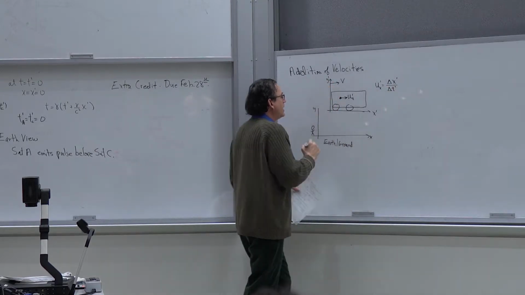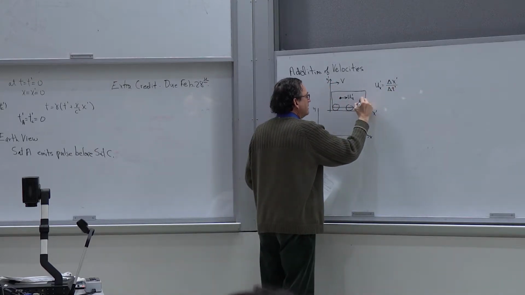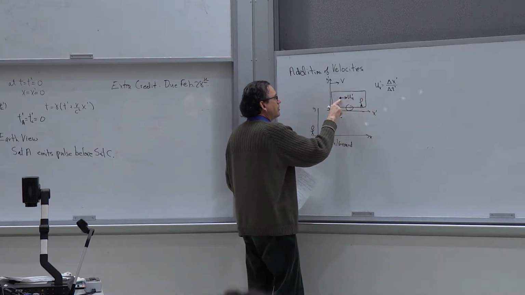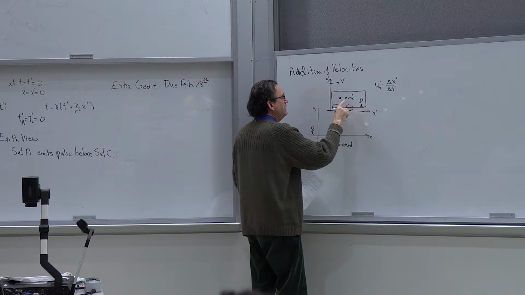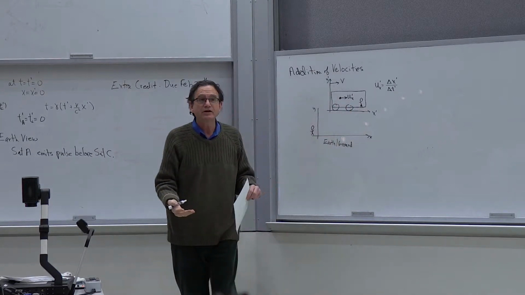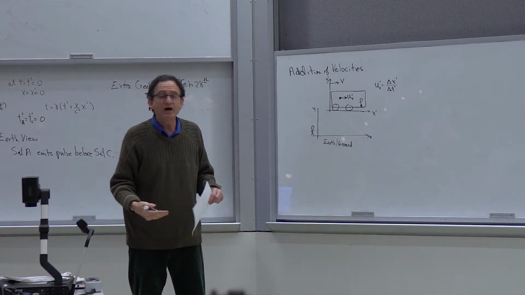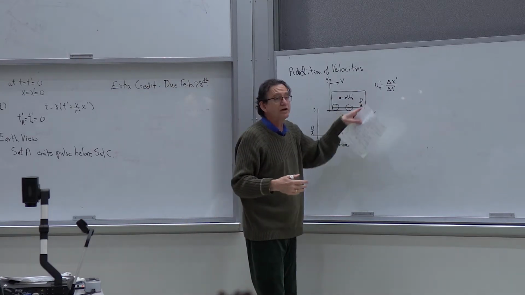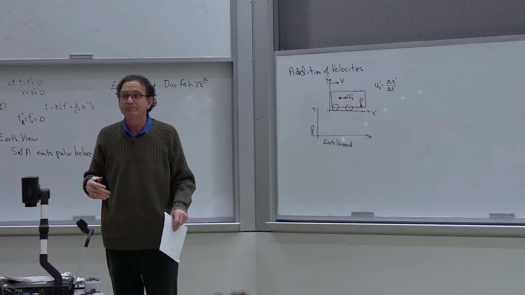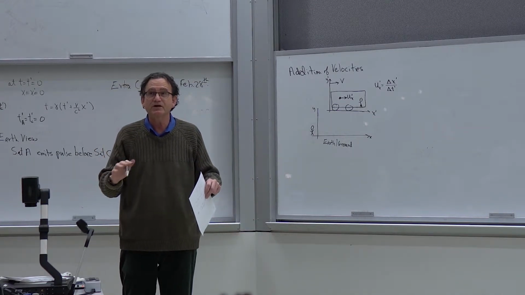Right? So Bob is on the train, and Bob is measuring how rapidly the particle moves from point A to point B. He calculates the delta x. He finds out how much time it took, divides by delta t. He calculates a velocity in his reference frame, which is called ux prime. Okay? That's the velocity that he measures.